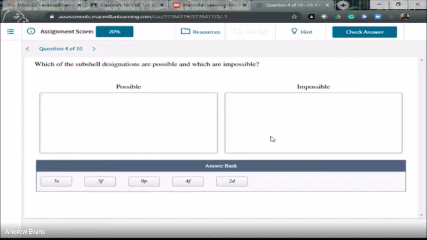Now, this is the question. Question 4 is the one that is most like the quantum number stuff. Which subshell designations are possible and which are impossible? What it means to be possible is which ones physically exist. It doesn't specify what element, but you have to think about what the designations are. We have energy level n. Then we have shape l, which goes anywhere from 0 to n minus 1.